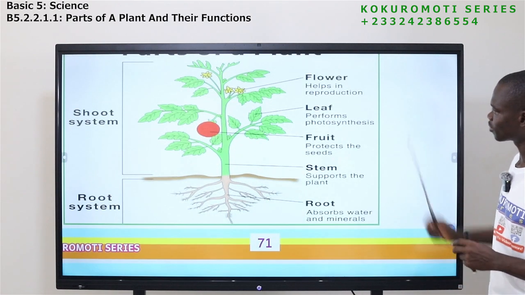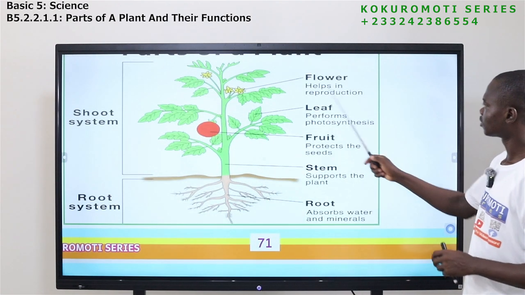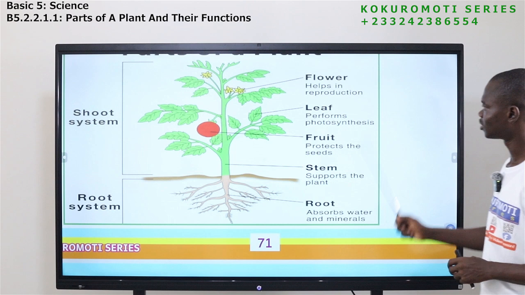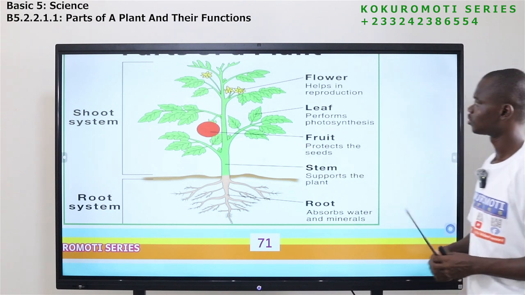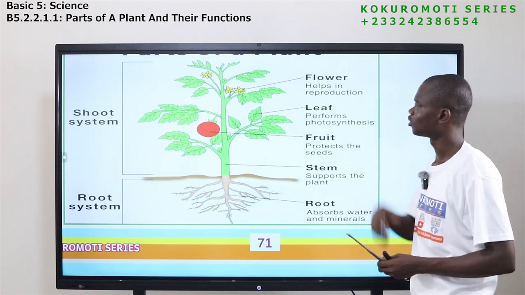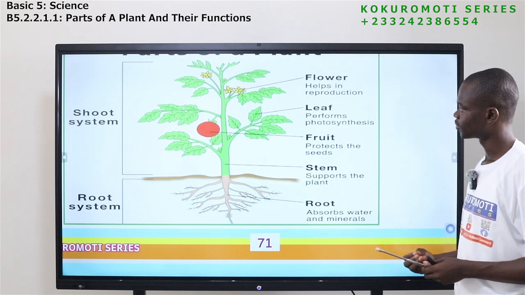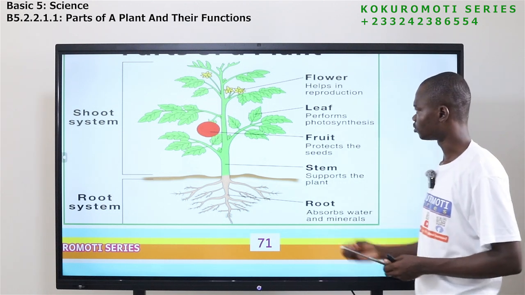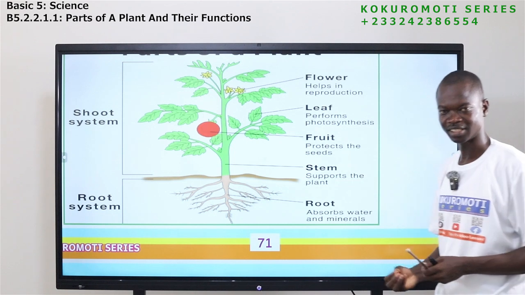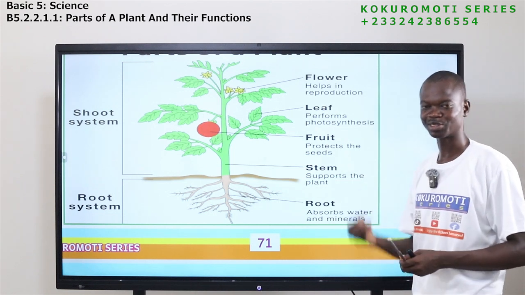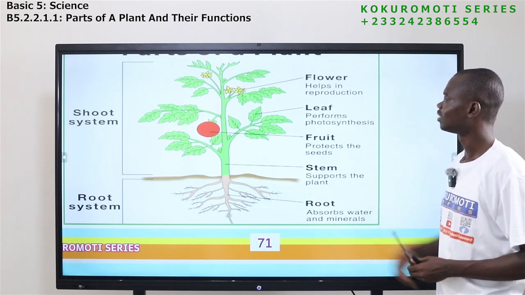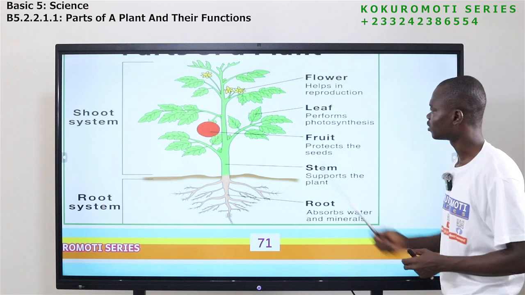So now let's look at the functions. We have flower, which helps in reproduction. The flower here will later develop into fruits. The fruit too will have seed. The seed is also used for reproduction.